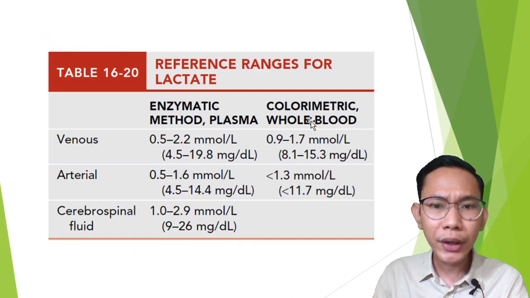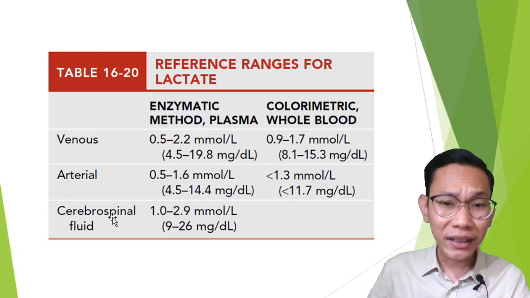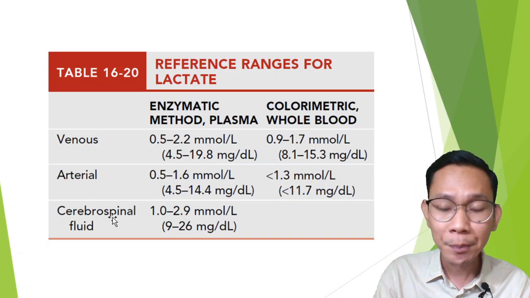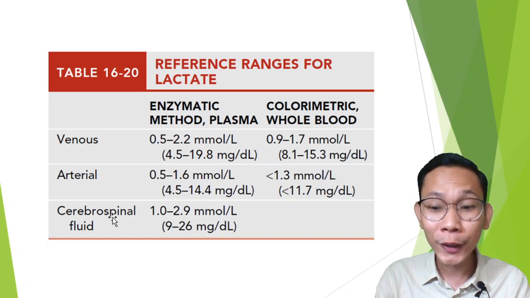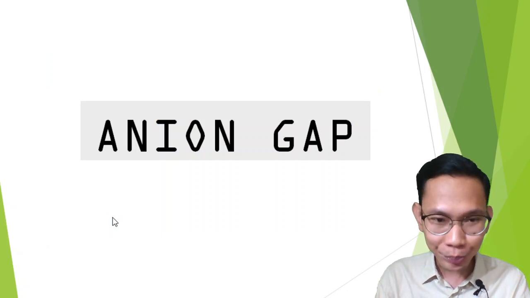So these are the different reference ranges for your lactate, for your venous. Iba-iba yan sa venous, arterial, and including your CSF. So that ends our lactate discussion. If you have any questions, please do not hesitate to ask me. Now let's go on with our last part of our discussion. We have your anion gap.